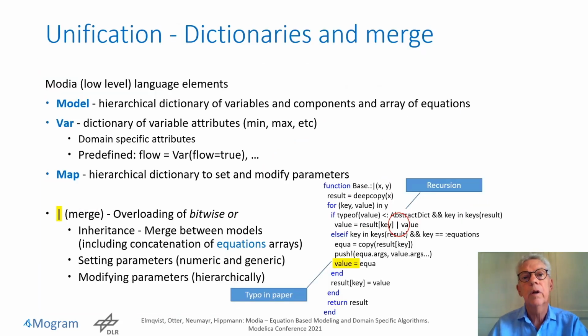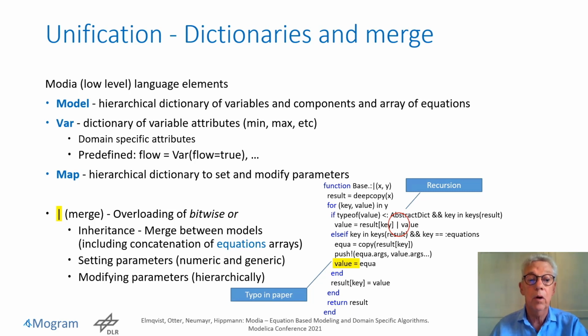There are three essential language elements in Modia: model, var, and map. These are all of them hierarchical dictionaries. So a model is a dictionary of variables and components and an array of equations. Var is a dictionary of variable attributes, min, max, etc., and also domain-specific attributes that are user-defined. Map is also a hierarchical dictionary to set and modify parameters.